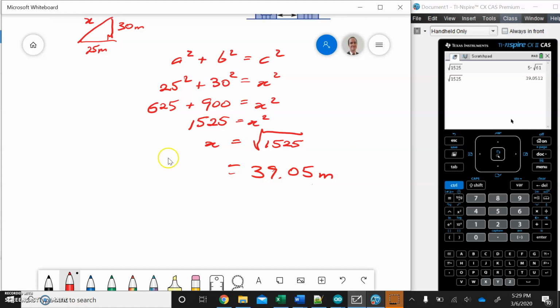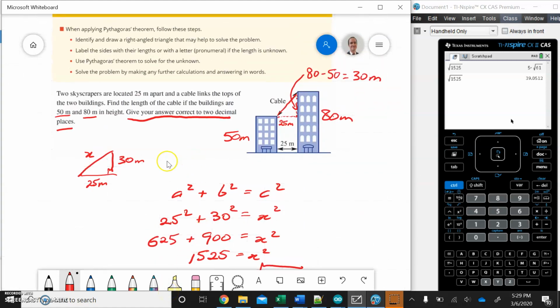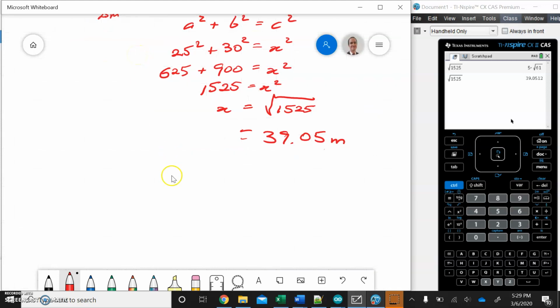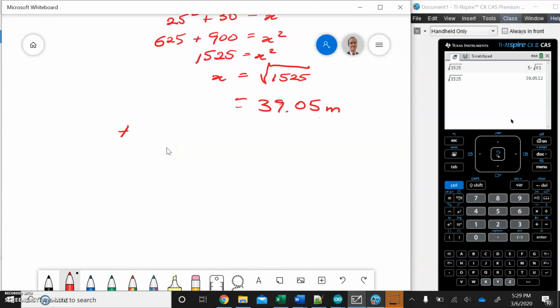Now we're not finished yet because we want to answer the question in words. So we're looking back at the question, we're asked to find out what the length of that cable was. So answering this question in words, we would say that the length of the cable is 39.05 meters. And we're all done.